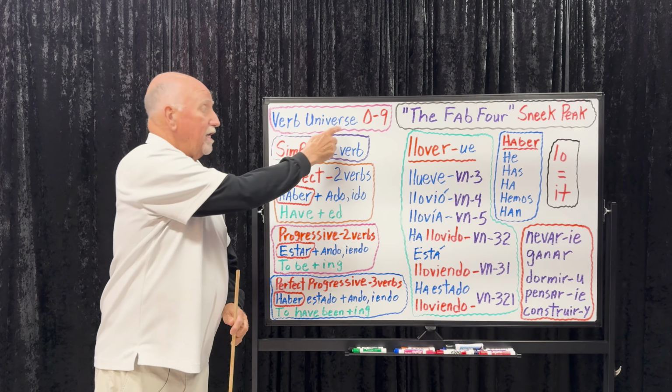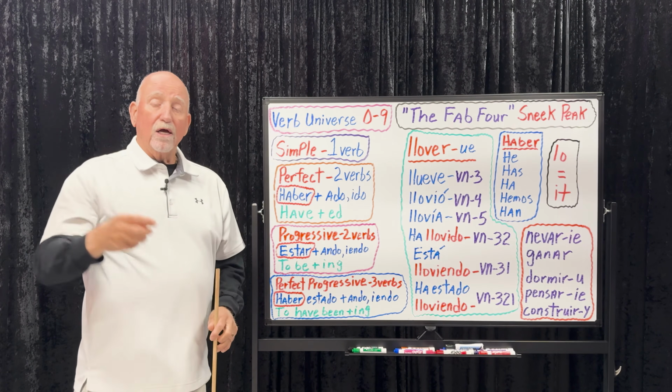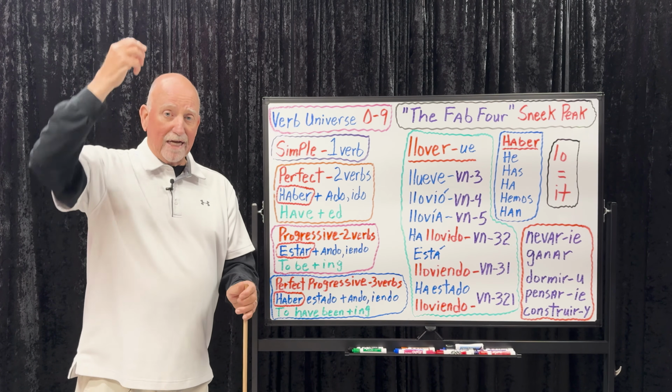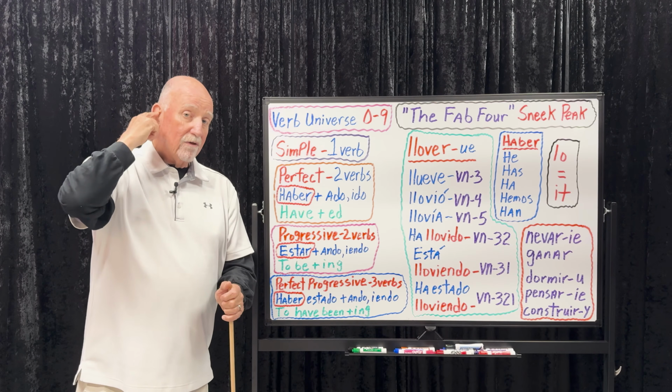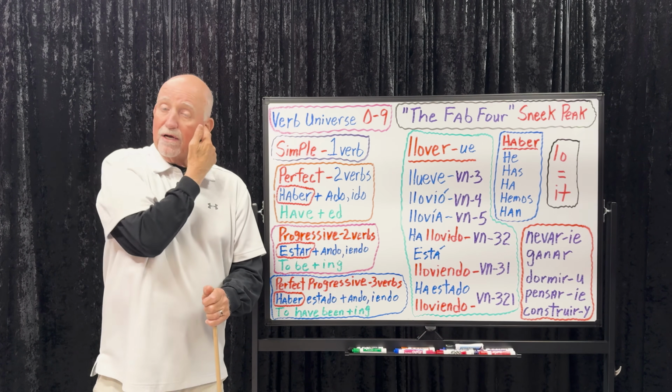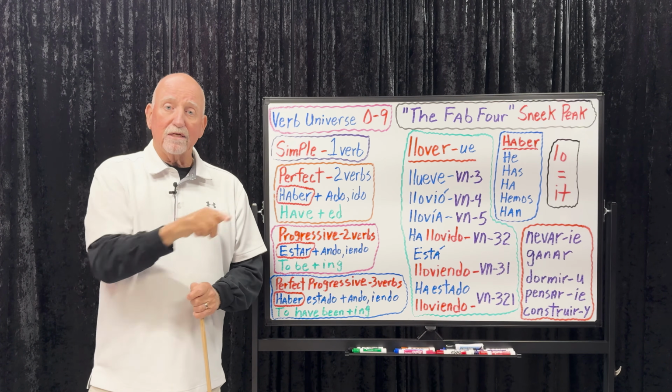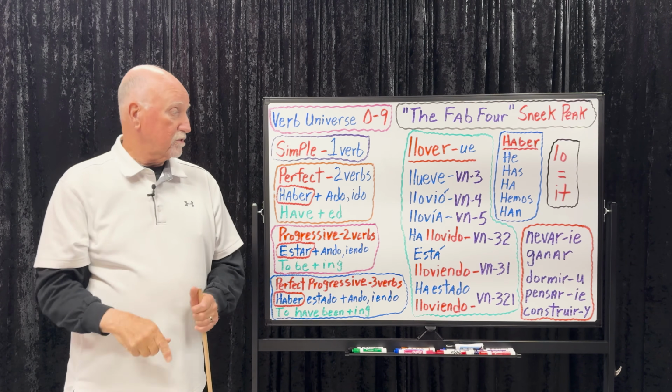So that's why we have our verb universe, 0 through 9. We know any verb that comes down the chute and comes in here through the eyes or through the ears, we know exactly what it is and what it's trying to say and where it goes.